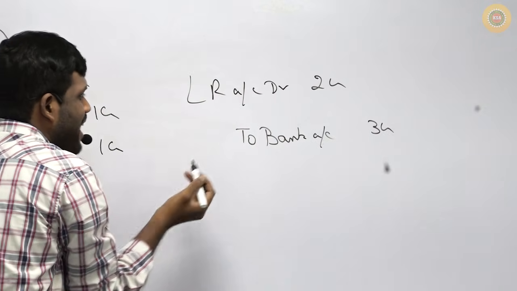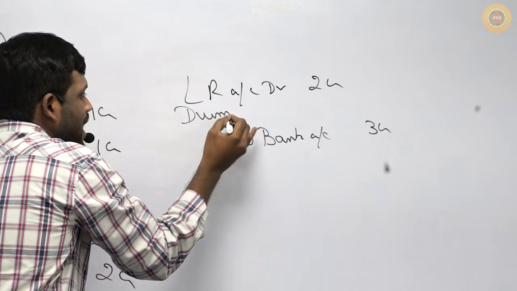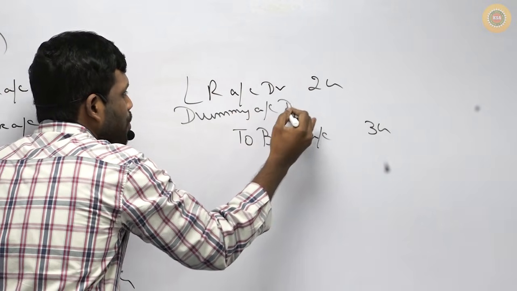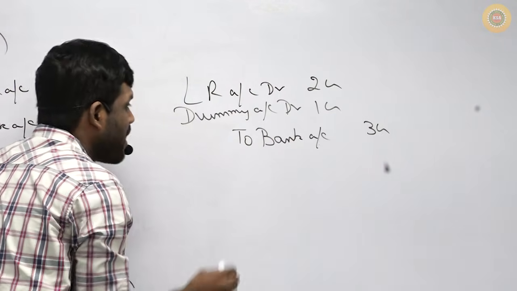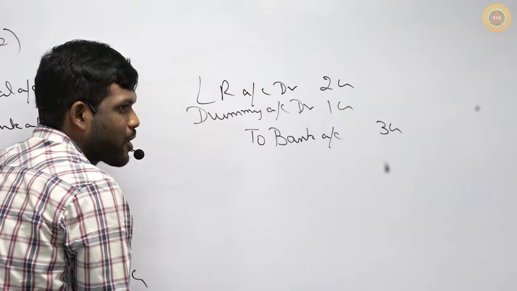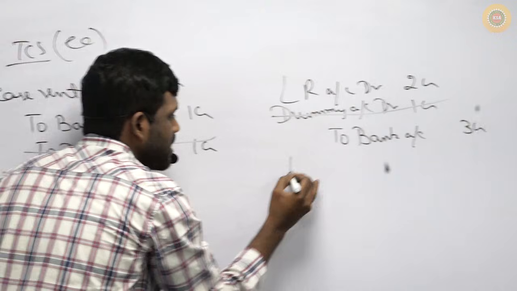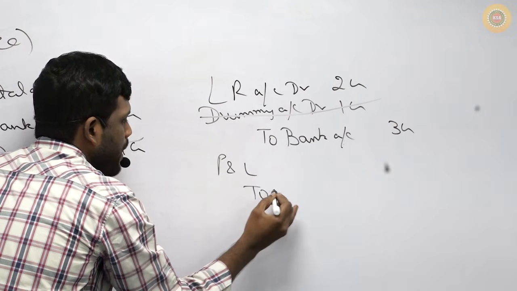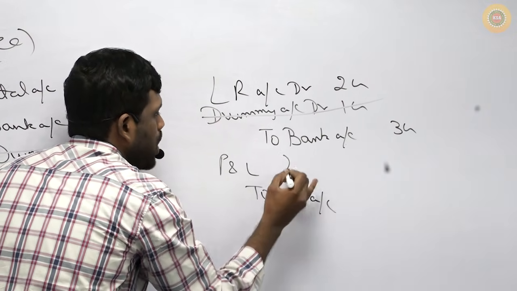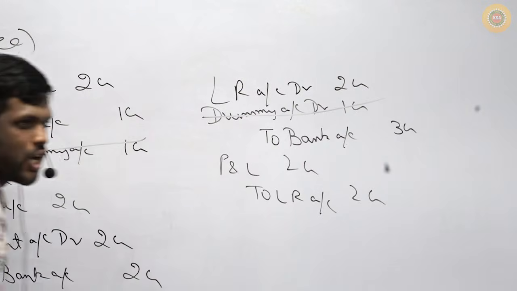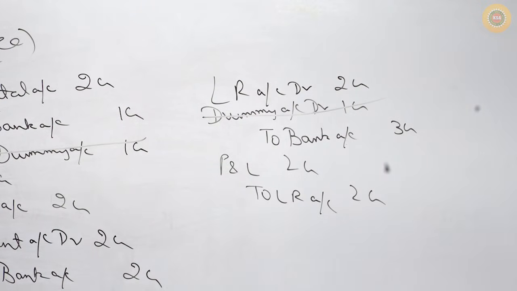Dummy account 1 crore. The day the entry is passed, the dummy account is closed. Dummy account is over and this lease rent will go to P&L. P&L account debit to lease rent 2 crores, 2 crores. Clear everybody?